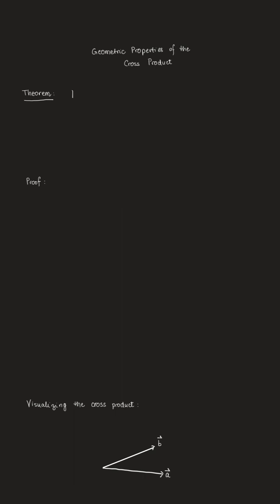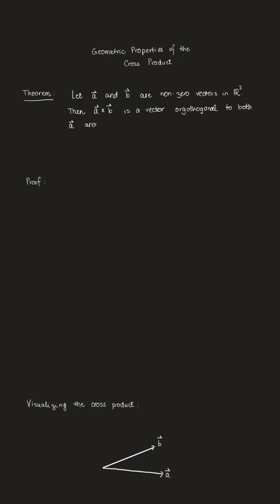Suppose that A and B are two vectors in space, and we'll say that they're non-zero vectors in space, which we denote as R3. Then the cross product A cross B will be a vector orthogonal, which also means perpendicular, to both A and B.